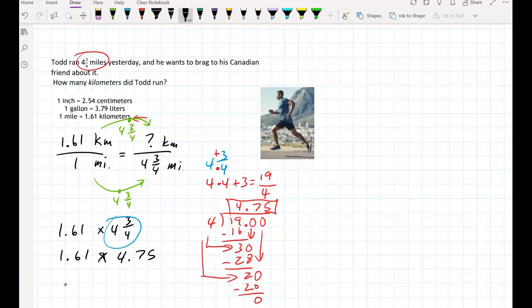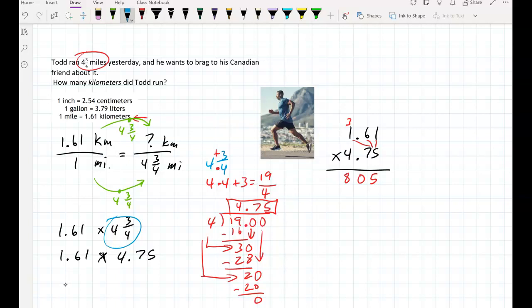All right, so this looks like it'll be fun. 1.61 multiplied by 4.75. Ooh, a 3-digit by a 3-digit. Let's go. All right, starting off, multiplying 1 times 5 is 5. 6 times 5 is 30. Carry the 3. 1 times 5 is 5 again, plus 3 is 8.